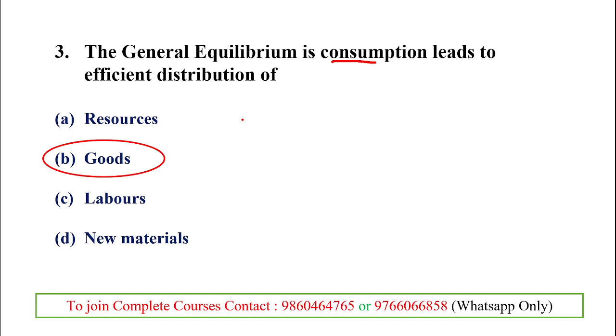For example, the study of the impact of carbon taxes uses general equilibrium to assess the effects on various sectors of the economy. So if we want to assess the effect of carbon tax in the various sectors of the economy, we use general equilibrium. Okay, the next question.